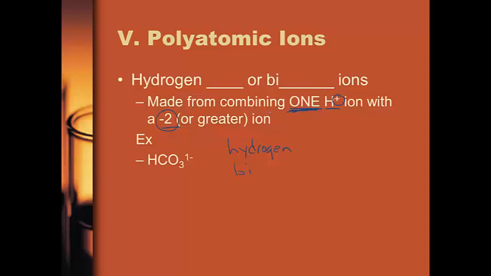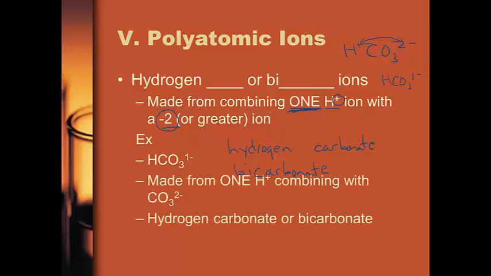CO3 2 minus is the one that you know, which is carbonate. So this ion is called either hydrogen carbonate or bicarbonate. Okay, now, why is it 1 minus? Because you took that and you combined it with an H plus charge. These add up together and turn into a -1 charge. So when H combines with it, the charge goes down to -1. Okay, so this is called hydrogen carbonate or bicarbonate.